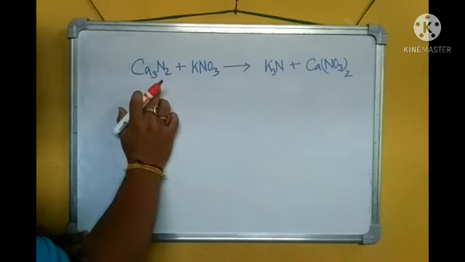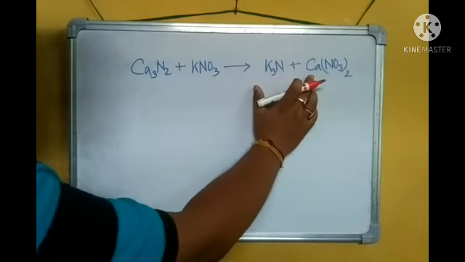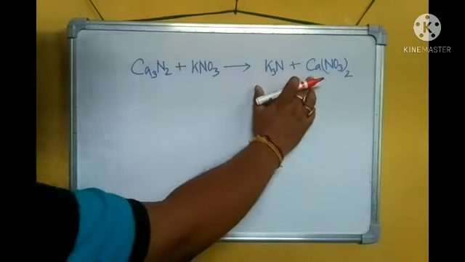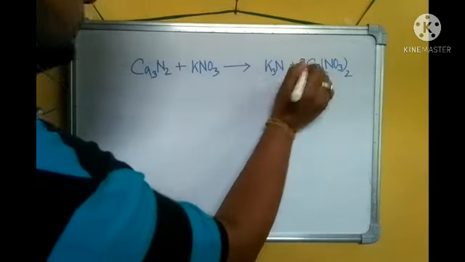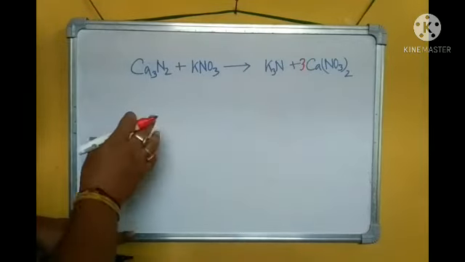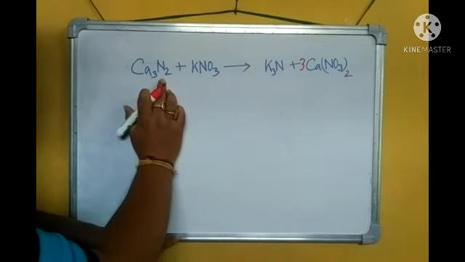Here we have 3 calcium, and the number of calcium on the product side is only 1. So we have to balance it. Here we have 3, here we have 1. So what will we give here? 3. Okay. So now look at nitrite.